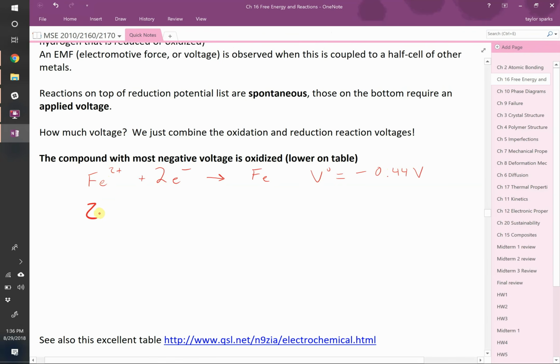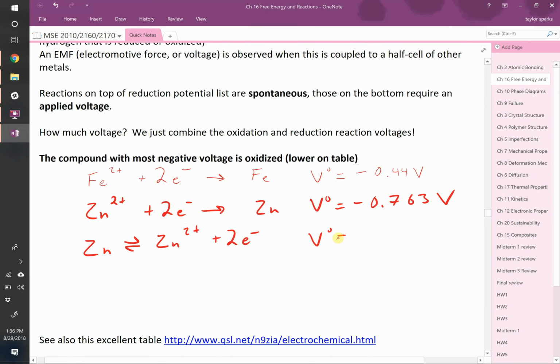Meanwhile, we've got zinc 2 plus plus 2 electrons forming zinc metal, and that reduction potential is equal to negative 0.763 volts. We take the one that's more negative and we're going to flip it. We're going to rewrite this. We're going to say that zinc is now reacting to form zinc 2 plus plus 2 electrons, and our voltage gets reversed. It's now positive 0.763 volts. We can go ahead and get rid of this one, scratch it out. Now you're going to combine those two together.